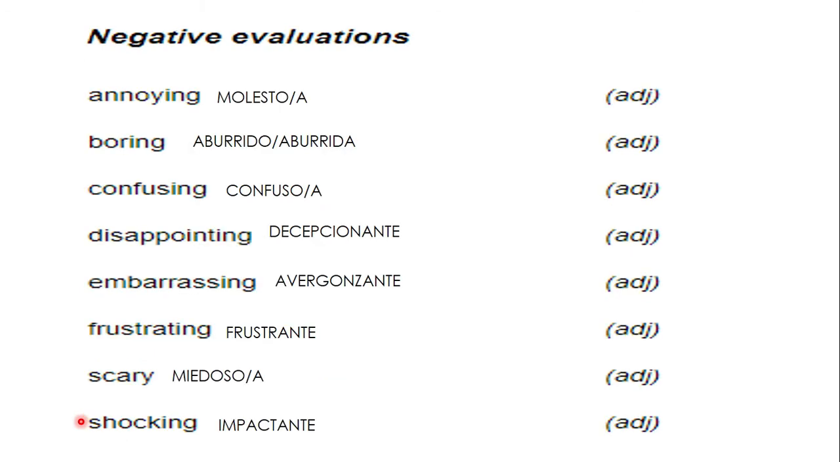Or negative evaluations, ¿ya? Cuando nosotros evaluamos o describimos a una persona, a una situación o una cosa. Annoying, molesto. Boring, aburrido. Confusing, confuso. Disappointing, decepcionante. Embarrassing, avergonzante. Frustrating, frustrante. Scary, miedoso o miedosa. Y shocking, impactante. So these are words, these are adjectives to describe people, places, things, or situations.